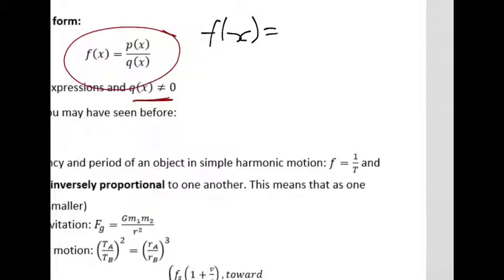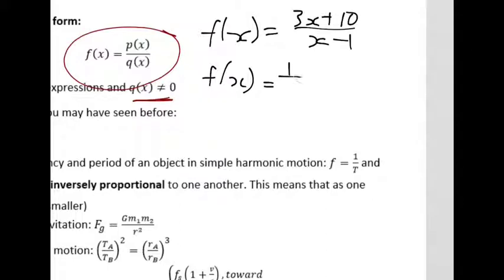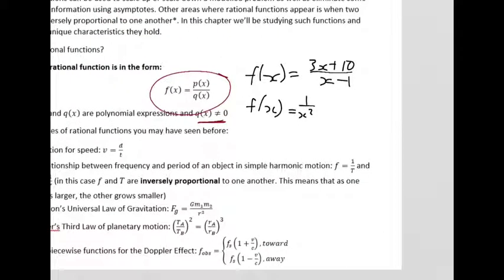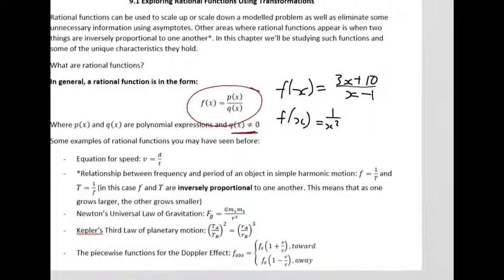If you had something like f of x equals (3x plus 10) over (x minus 1), p of x would be 3x plus 10, q of x would be x minus 1. Another example could be something like 1 over x squared, even. So yeah, you'll see lots of examples today, but that's basically what it is. You have two polynomials divided by one another, and they have some unique characteristics.